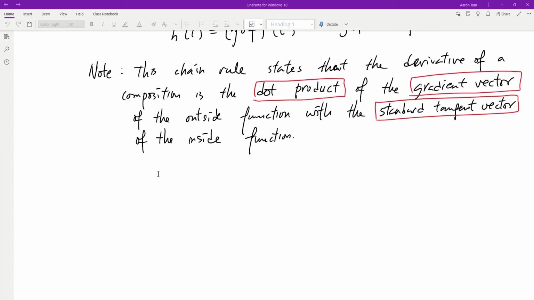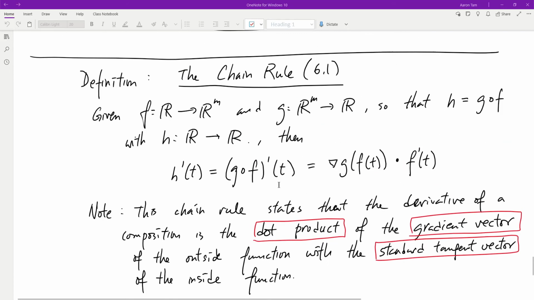Hello everyone. So today we're going to continue our discussion on 6.1. Last video we talked about what the chain rule is. From 6.1 we have this definition which says that if you have a composition between f and g, where f maps from R to R^m and g maps from R^m to R, we can form a composition h, which is g composed with f, and we take the derivative of h. One way to do that is to apply the chain rule, which basically requires us to form the dot product between the gradient vector and the standard tangent vector.